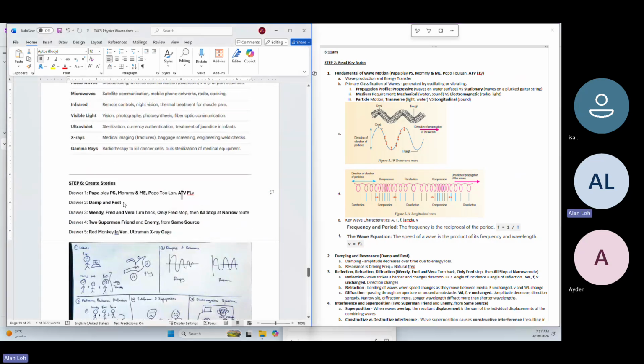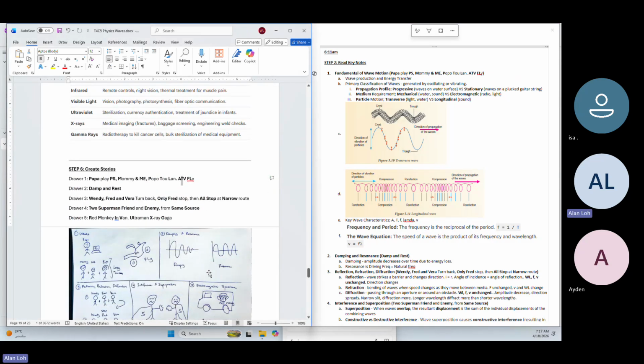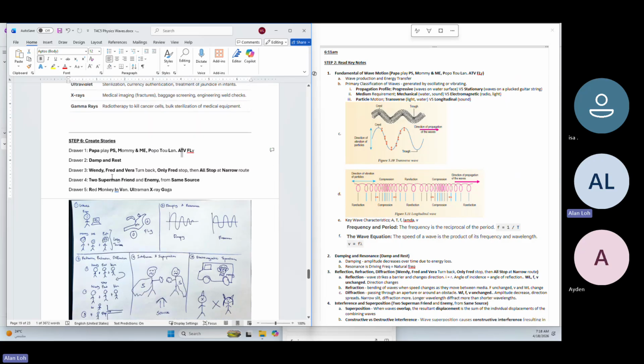Now, story number 2 is damping and resonance. So damping, I think by now you know what this is. And resonance. So damping and resonance. Drawer number 3, the story is Wendy, Fred, and Vera turn back, and then only Fred stops, the rest are still moving. Wendy and Vera are still walking. And then suddenly all stop at a narrow route. Okay, so what does it mean?